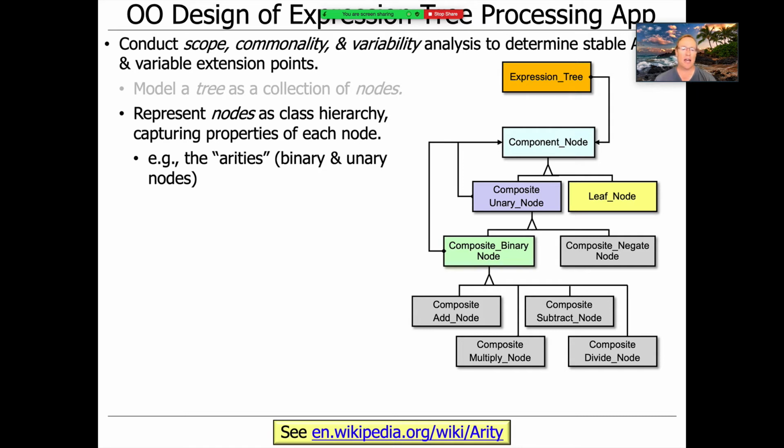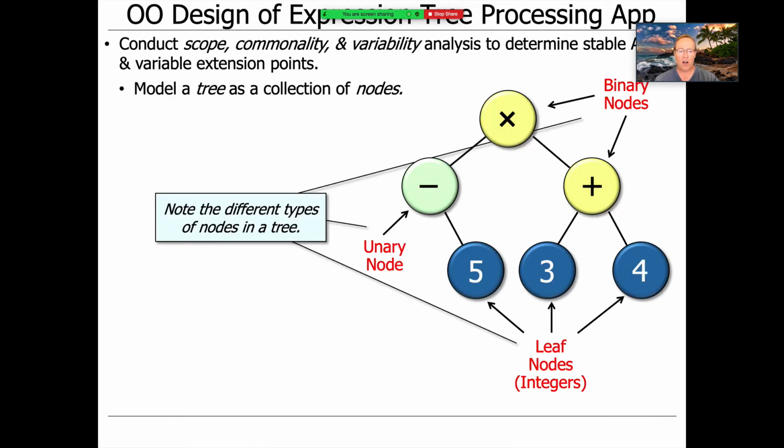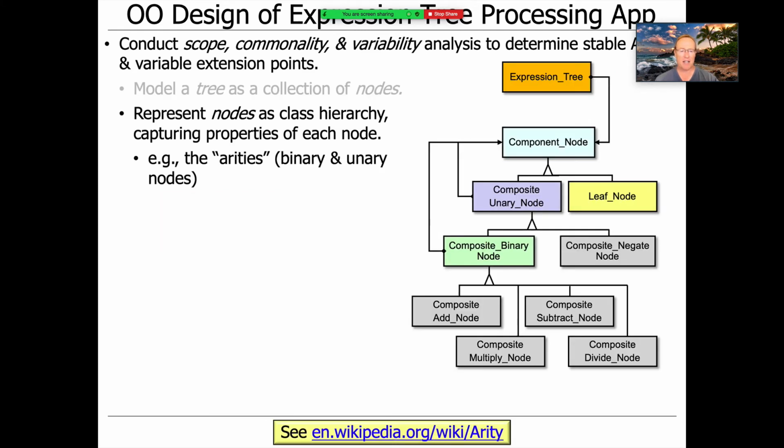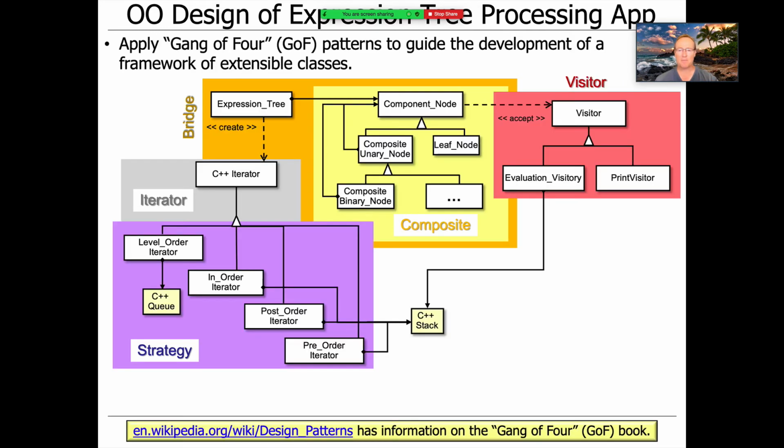Composite unary node has one child called composite negate node. And then it's also used in this particular realization to implement something called a composite binary node. We'll talk about alternatives to that later. Composite binary node has a bunch of children: composite add node, composite subtract node, composite multiply node, composite divide node, and so on. And these nodes in the tree map nicely onto the abstractions that we identified when we modeled our domain. In fact, it's really a one-to-one mapping, and in many cases a very close to one-to-one mapping.